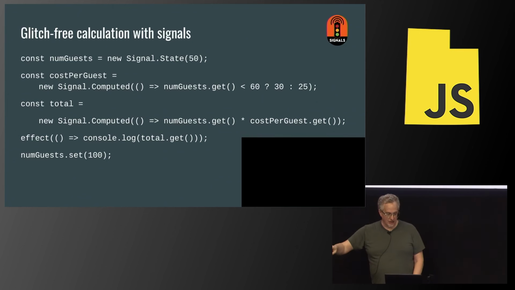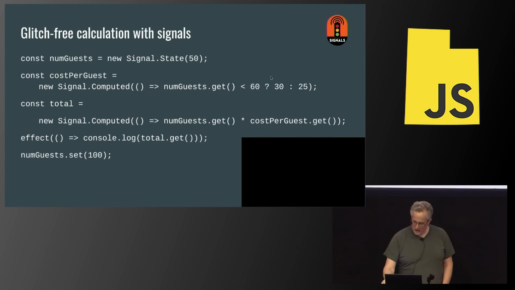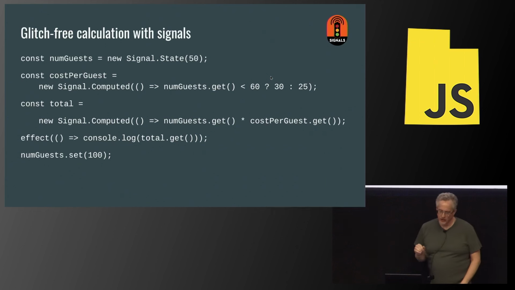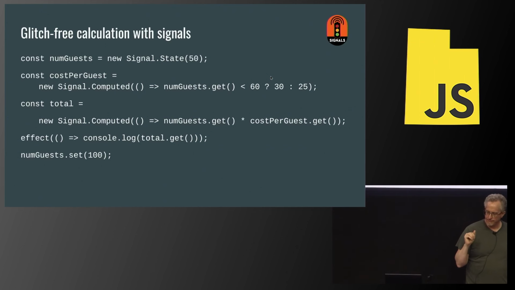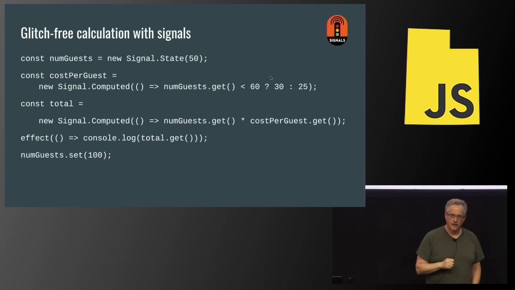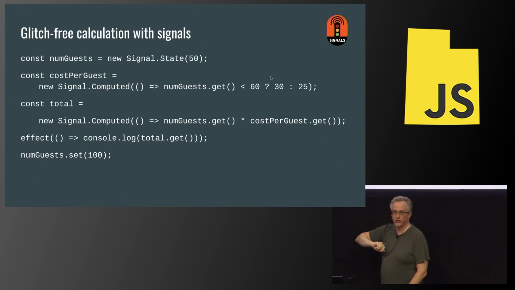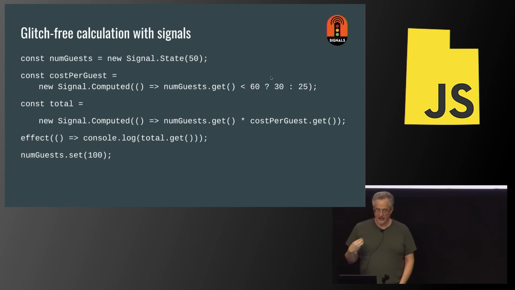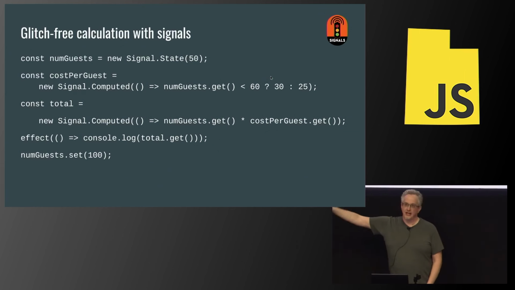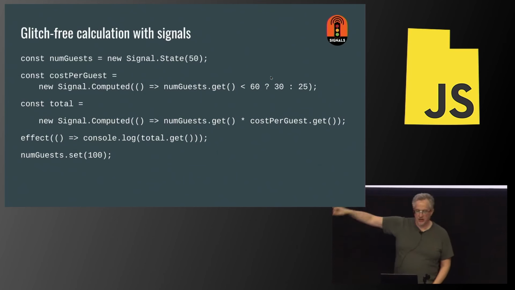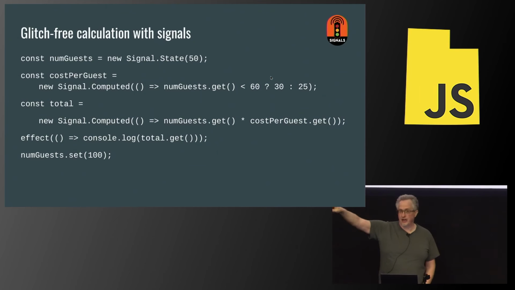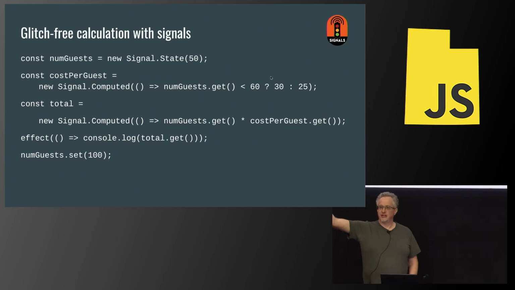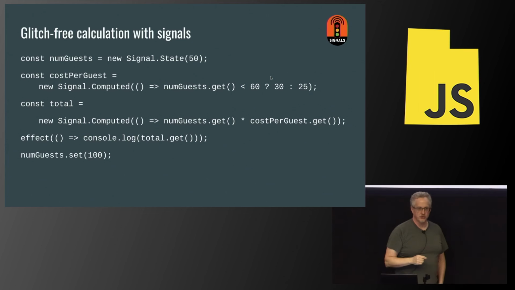And since they're stale, I thought I killed that. All right. Since they're stale, it tells the effect that it needs to recalculate. So effect is going to ask the total for its new value, and then total is going to say, all right, I need to recalculate. In order for me to recalculate, I need to get the numbers from num guess and cost per guess. Num guess isn't dirty, but cost per guess is dirty. Cost per guess, you calculate yourself. All right, thank you, give me the value. Now I can report it to the screen.